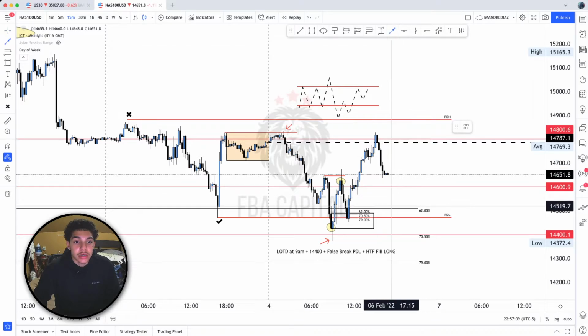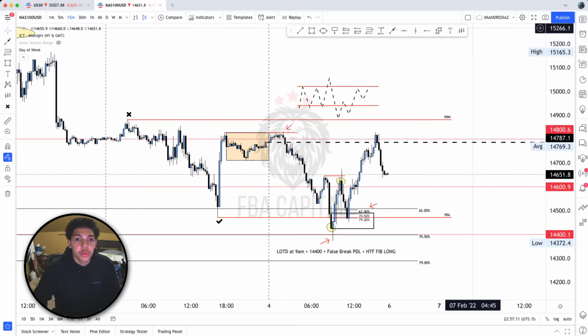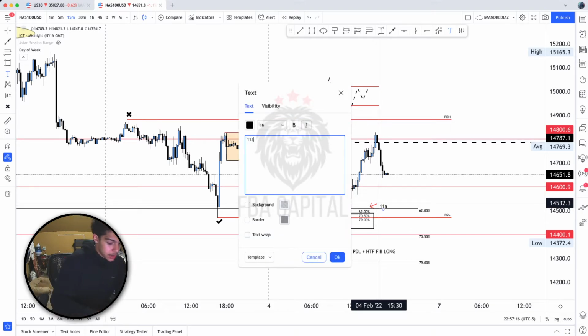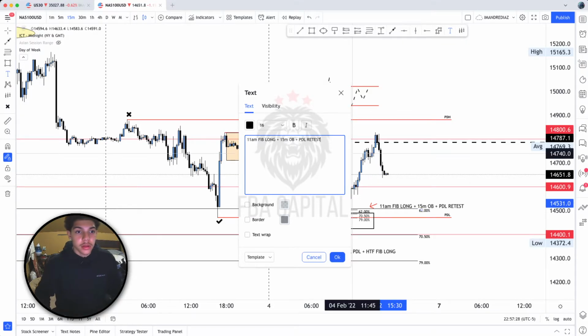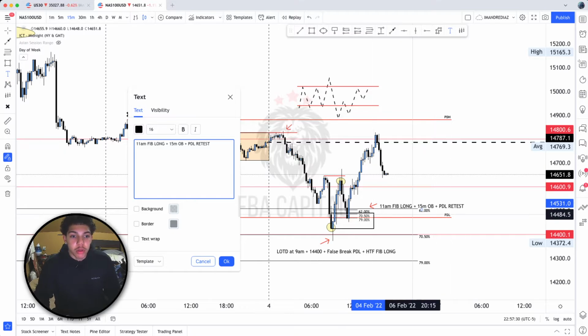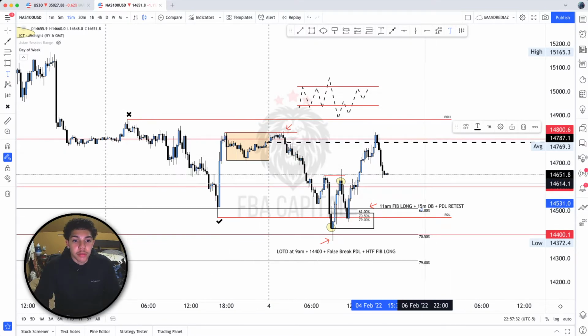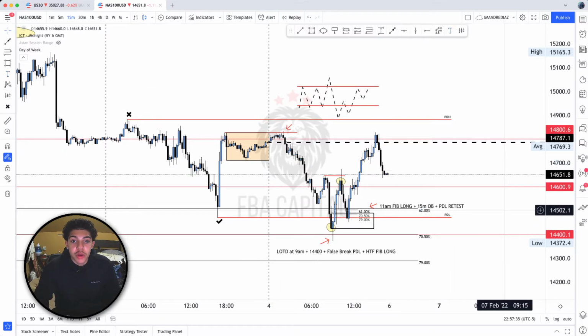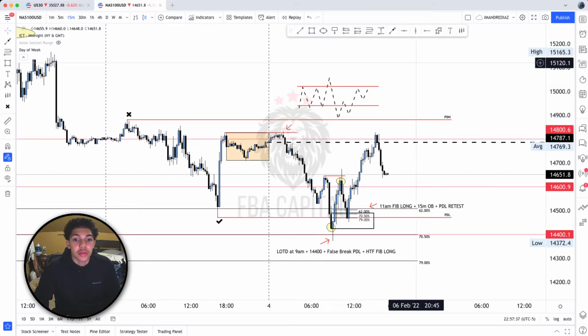So let's annotate this here. So what did we have? We had, what time was it? At 11 o'clock. At 11 a.m., we had the fib long plus 15-minute order block plus previous day's low retest. And then we also had that fib long retest from the other thing, but we're not going to mark that down. Matter of fact, we also had 14,500 level, so let me mark that up also.